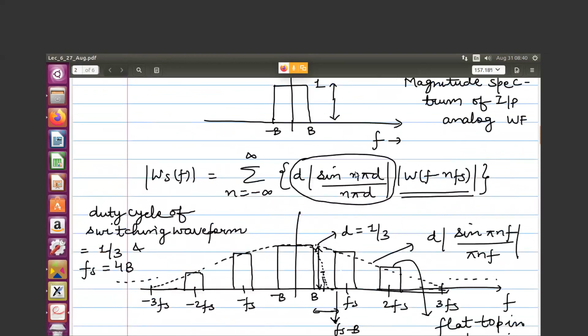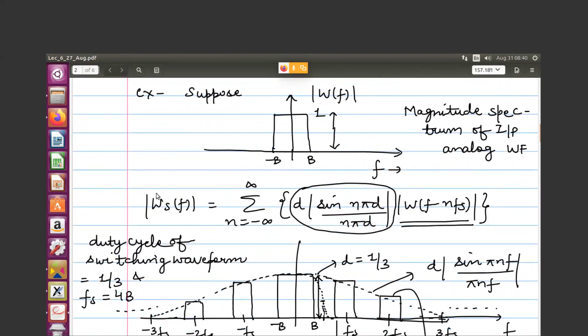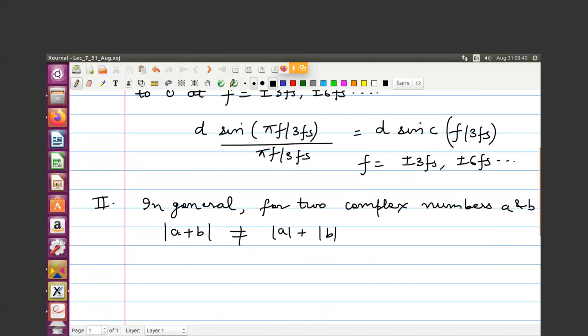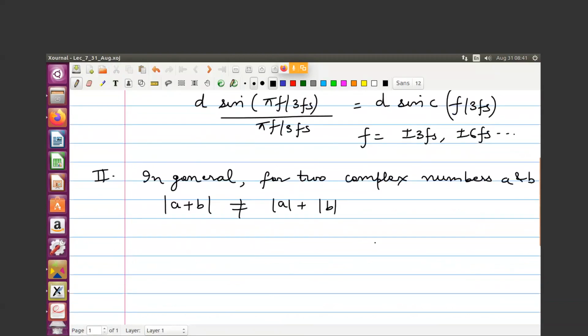We used it here. We said that if WSF was this thing multiplied by this, the magnitude of this will be the summation of the magnitudes. This should give you some trouble: how is this happening? This is a concern because the absolute value of A plus B cannot be equal to the absolute value of A plus the absolute value of B. Let us check this.